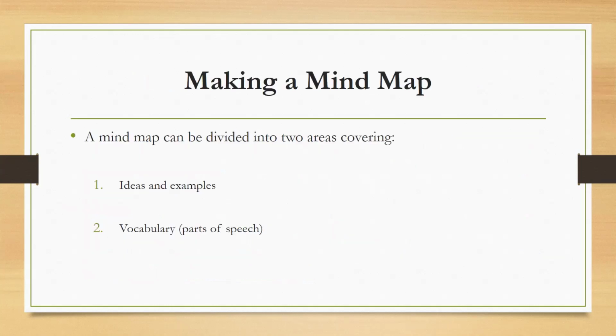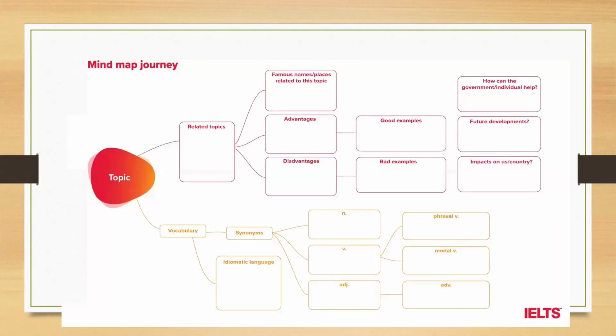All right. A mind map can be divided into two areas covering ideas and examples, or vocabulary and parts of speech. Today, we'll focus on ideas and examples. Next Saturday, we'll discuss vocabulary and parts of speech when it comes to your mind mapping. On your screen now is a mind map.